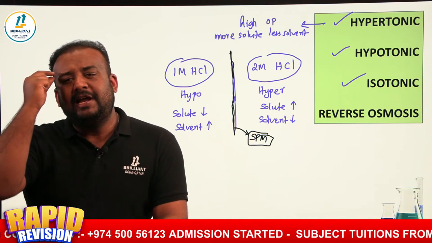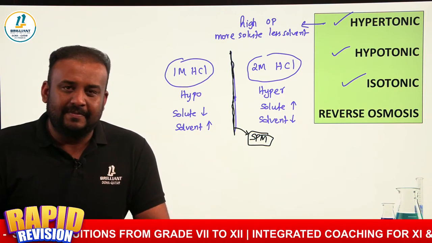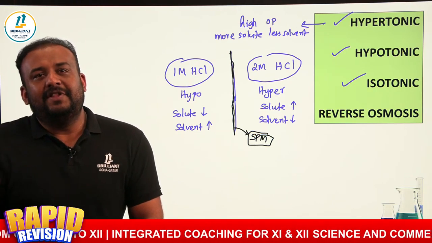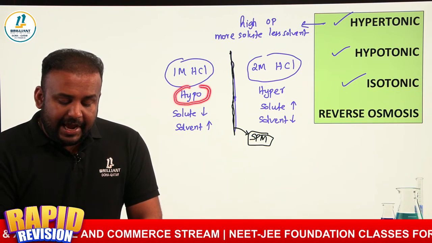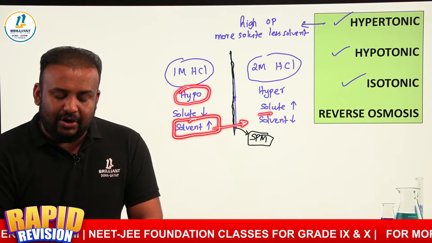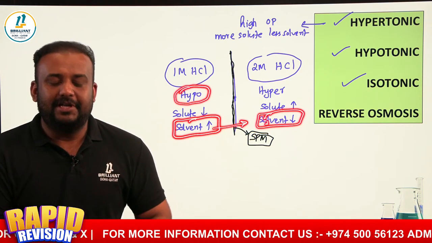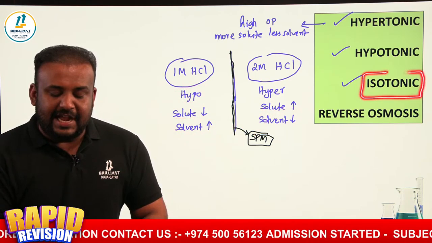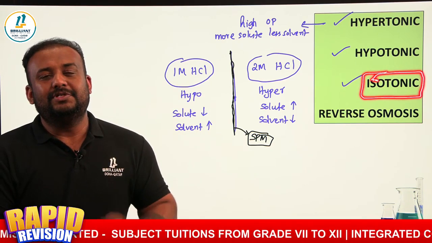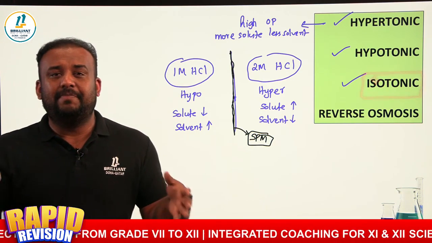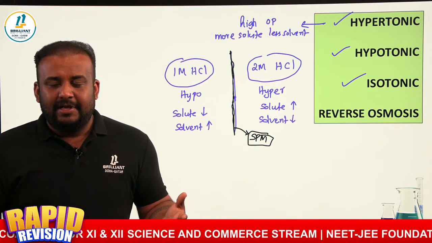Just by clarifying that simple logic, you can answer an infinite number of questions related to it. You don't have to always think about where the solution will move, hyper to hypo or hypo to hyper. Solvent will always move from its higher concentration to its lower concentration. Where is its higher concentration? In hypo. Where is its lower concentration? In hyper. Now, if two solutions have the same osmolarity, same concentration, same osmotic pressure, then such solutions are called isotonic. If you separate two isotonic solutions with a semi-permeable membrane, nothing will happen. Is that point clear to everyone?